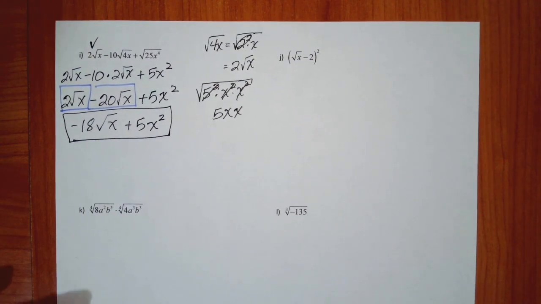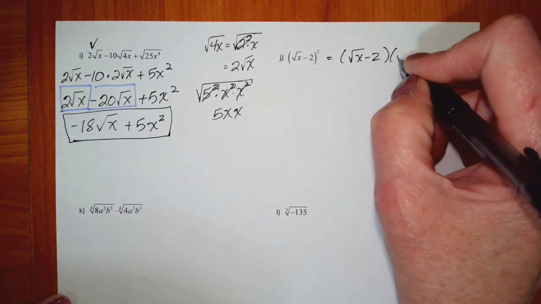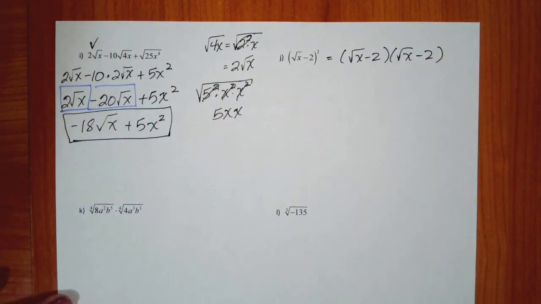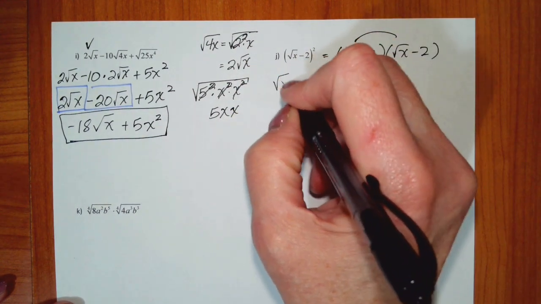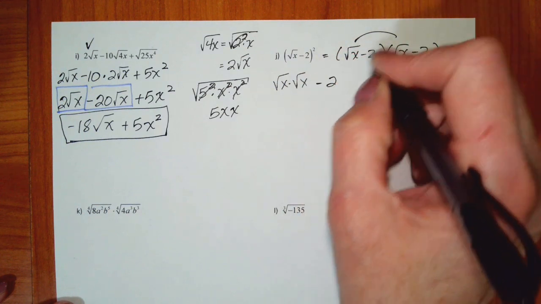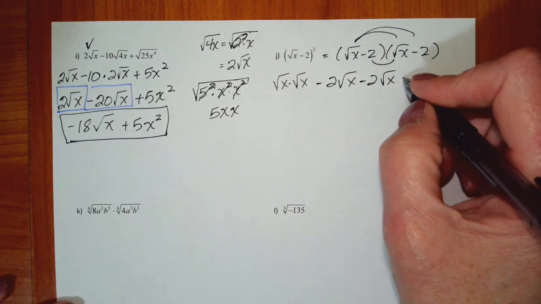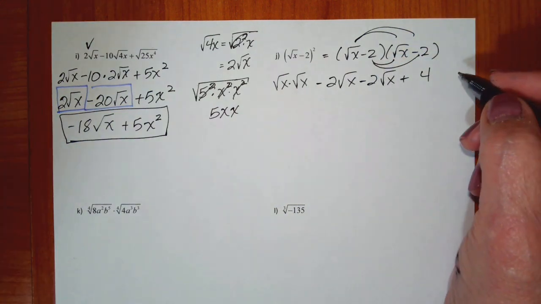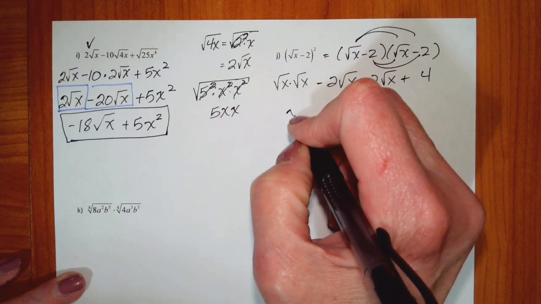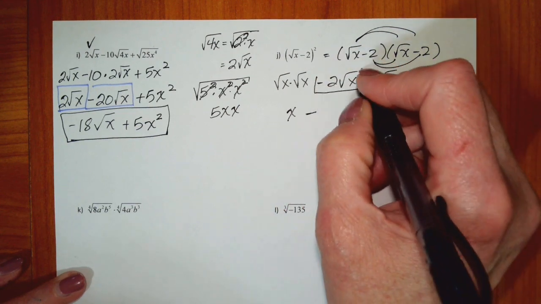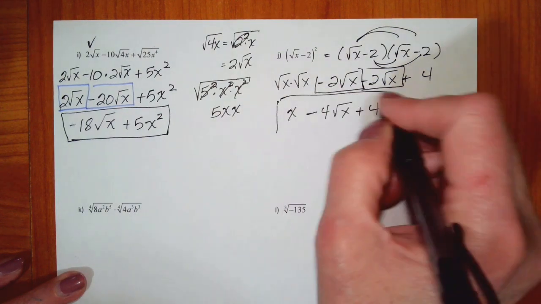All right, if I'm multiplying radicals, remember this means the square root of x minus 2 times the square root of x minus 2. And then you've got to multiply it out. So this becomes the square root of x times the square root of x, minus 2 times the square root of x, minus 2 times the square root of x, plus 4. Well, the square root of x times the square root of x is just x. These are like terms, so I have minus 4 root x plus 4, and I'm done.